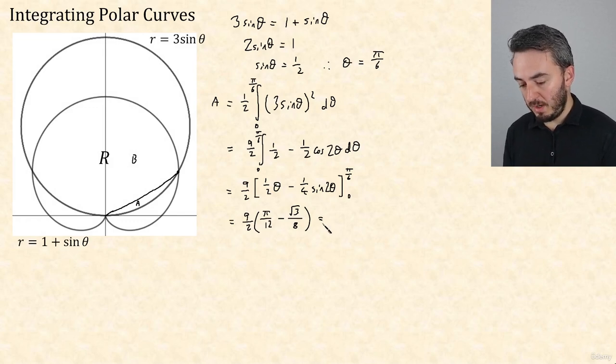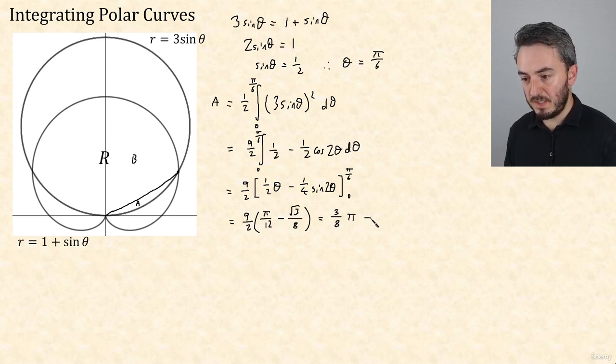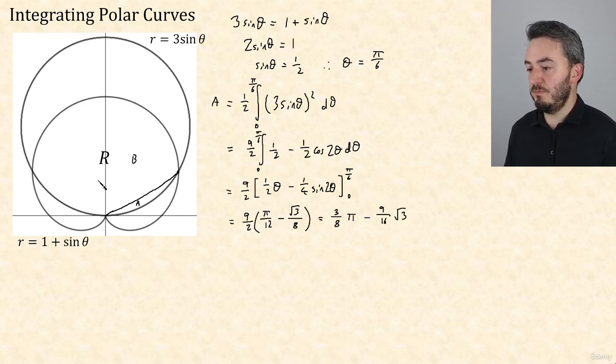So we've got 9 over 2 times pi over 12, which is 3/8 pi. And then I've got root 3 over 8, and then that times 9 over 2. So that's 9 over 16. So minus 9 over 16 root 3. Okay, now for region B.